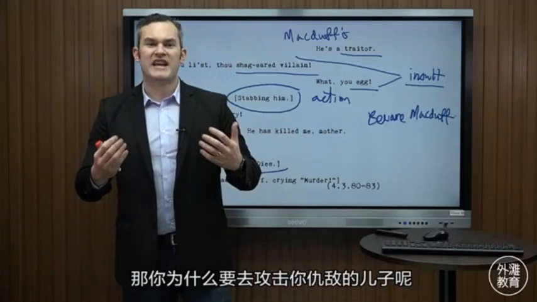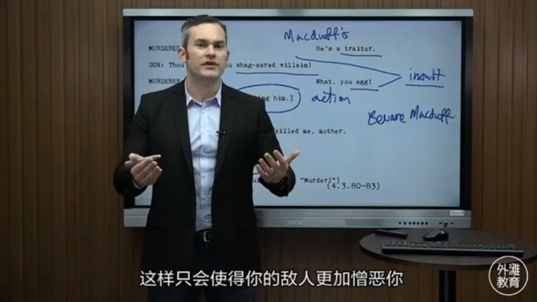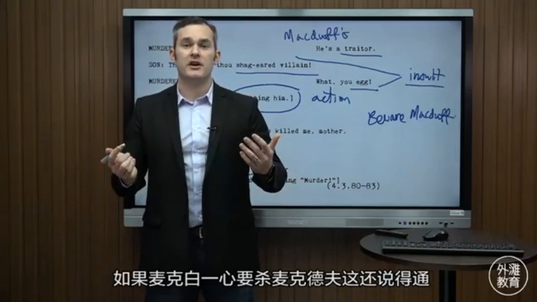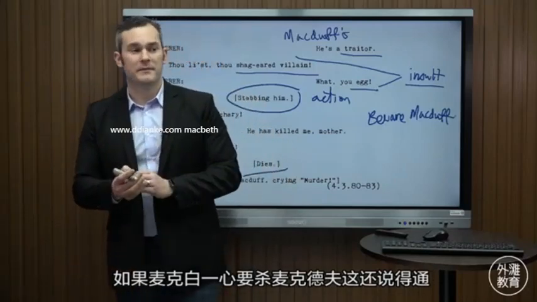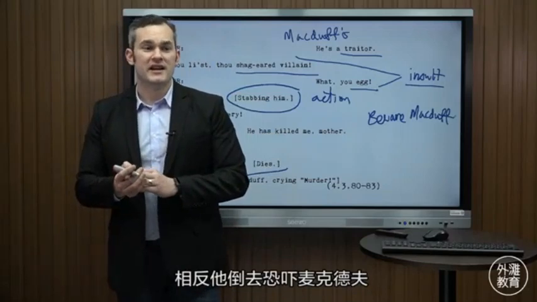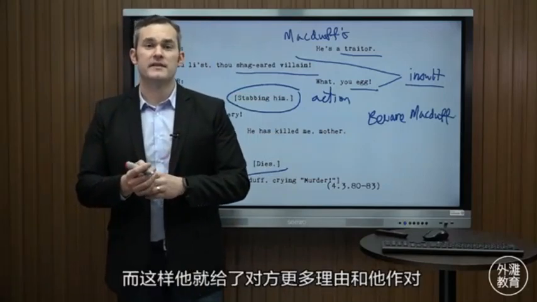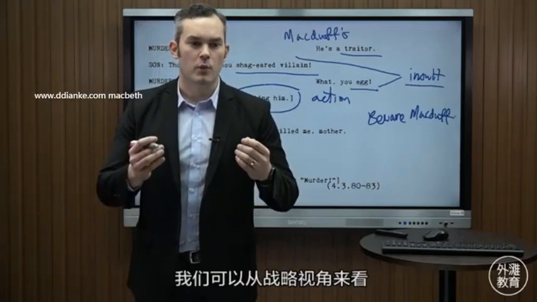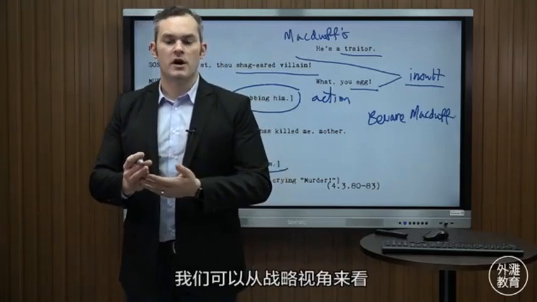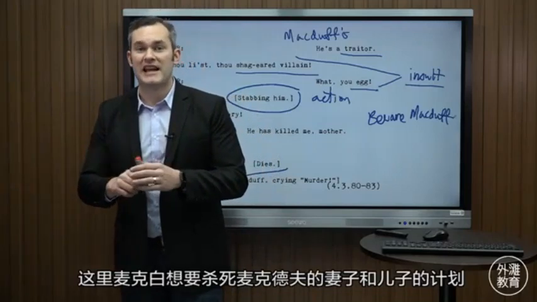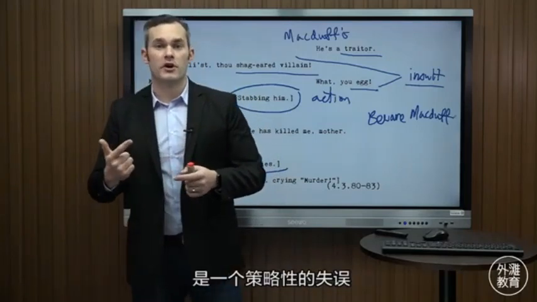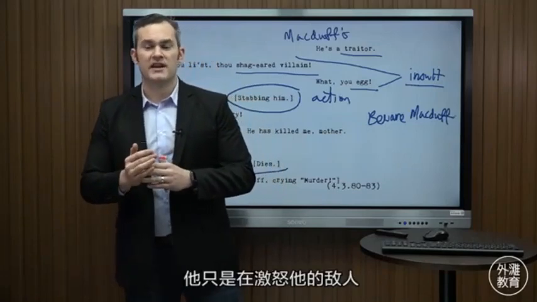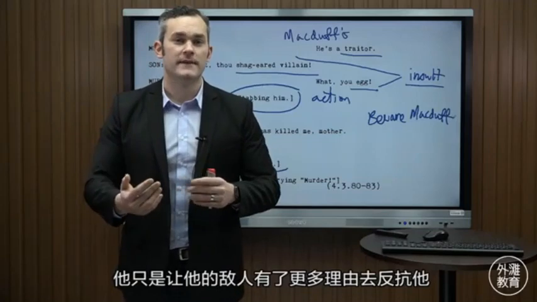Now, why would you attack the son of your enemy? It's only going to make your enemy more angry. It would maybe make sense if Macbeth tried to murder Macduff himself, but he doesn't. Instead, he terrorizes Macduff, and he just gives him more justification for fighting against Macbeth, right? So we can take a look from a strategic point of view at Macbeth's decision to have Lady Macduff and Macduff's son murdered as a tactical mistake. He's only enraging his enemies. He's only giving them more motivation to fight against him.